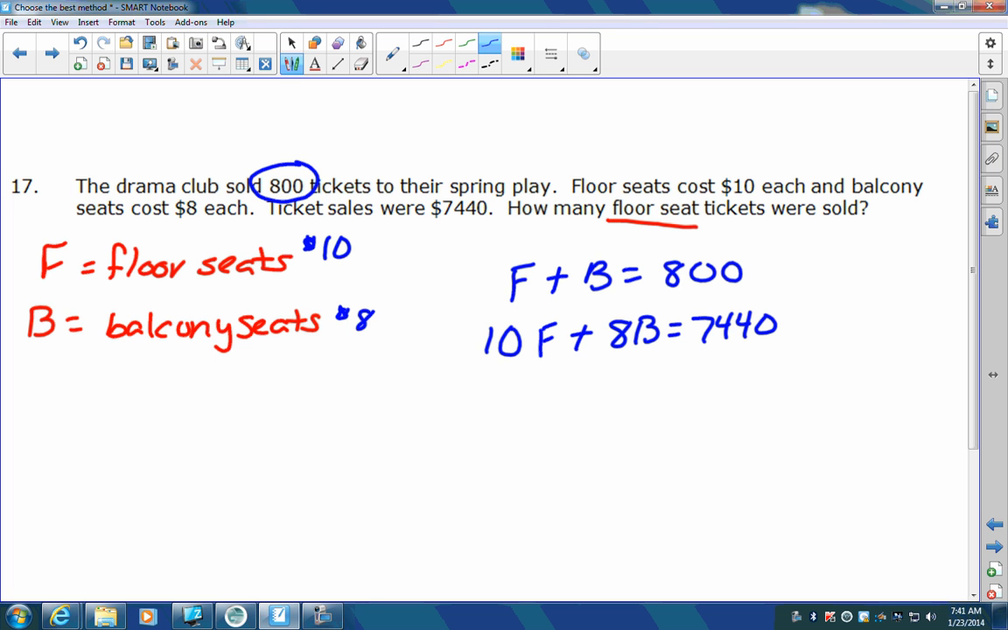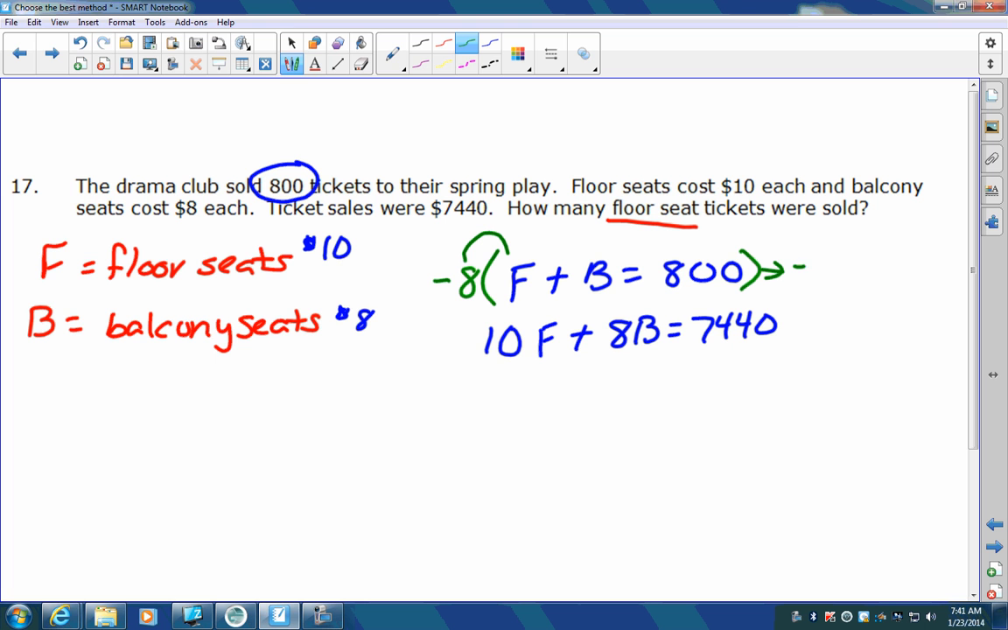How is this set up? Substitution? Elimination. Actually, it doesn't matter which one you try and solve for, but what is our question asking us for? Floor seats. So we want to find F. If we want to find F, which letter do I need to get rid of? B. So let's multiply the top equation. What do I have to multiply by to get rid of my B's? -8.